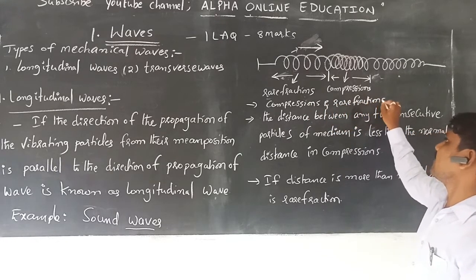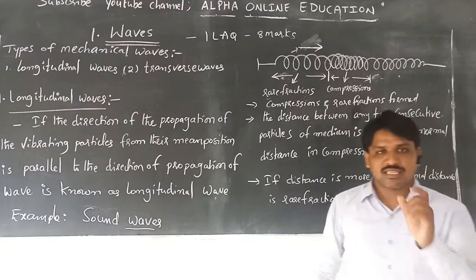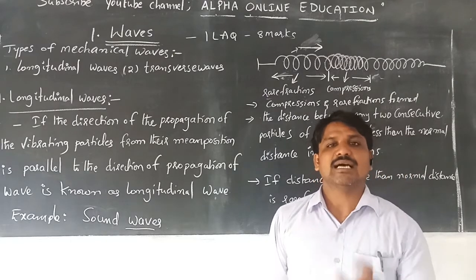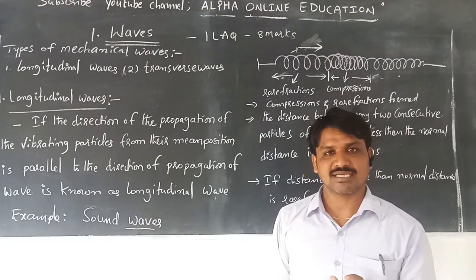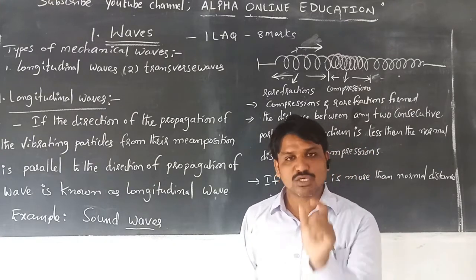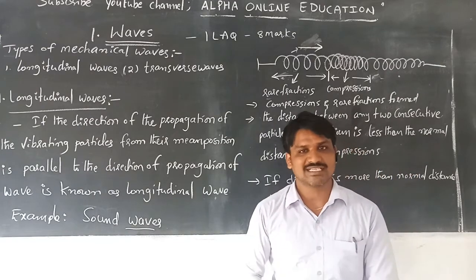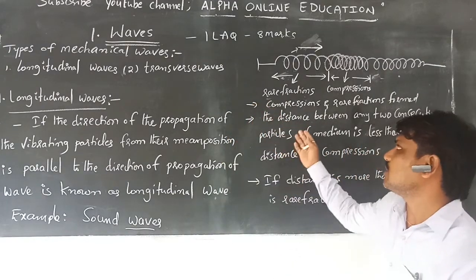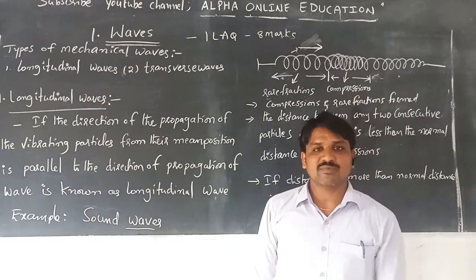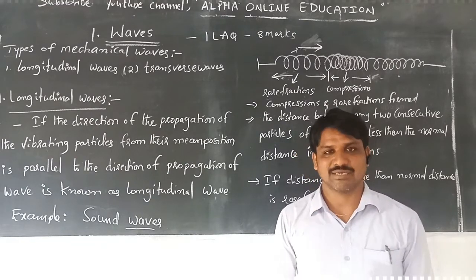Compression means the distance between two consecutive particles is less than the normal distance. If the distance between two consecutive particles of the medium is more than the normal distance, it is called rarefaction. So this is about longitudinal waves. The best example of longitudinal waves is sound waves.